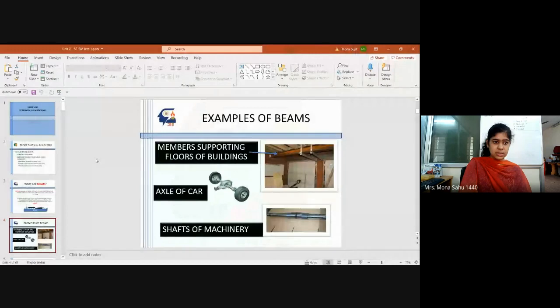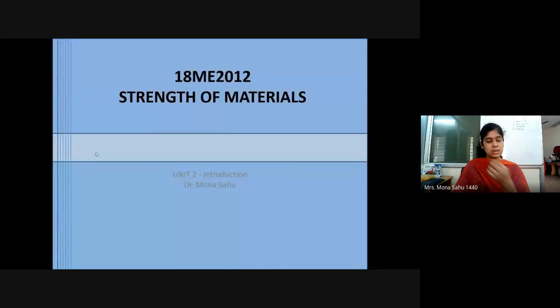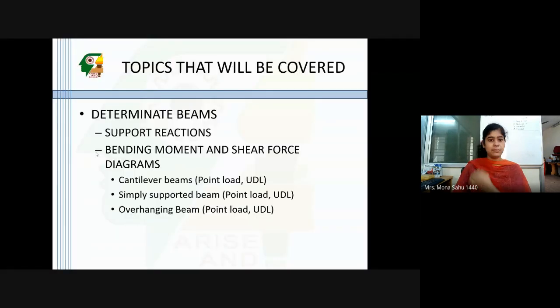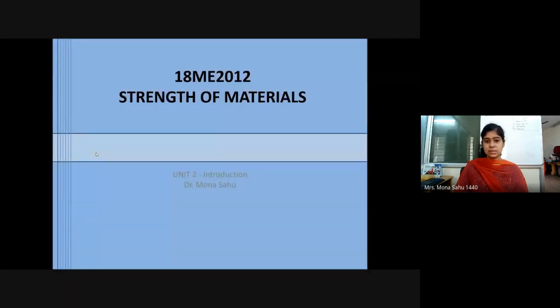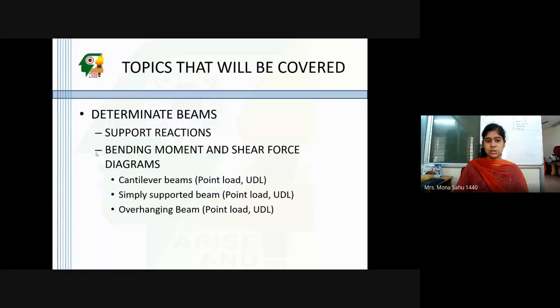So today we'll be starting a new unit: shear force diagram and bending moment. Whatever I teach till Friday will come for your internals. So I'm just going to share my screen now. Tomorrow's class onwards, I will start using my iPad. This unit is known as shear force diagram and bending moment diagram.